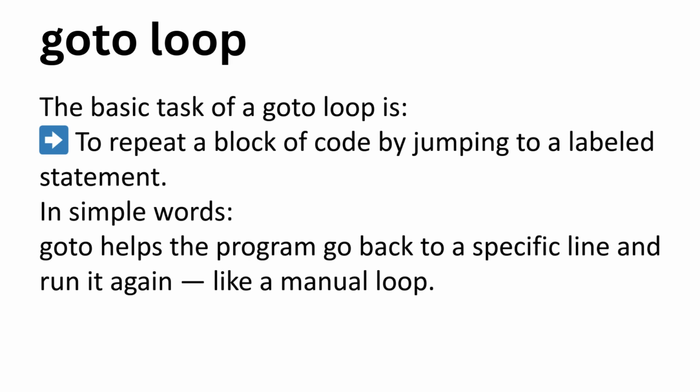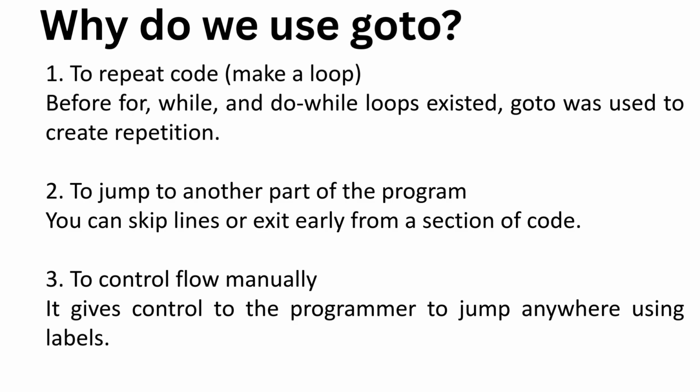So actually, what is the basic task of a goto loop? The basic task of a goto loop is to repeat a block of code by jumping to a labeled statement. In simple words, goto helps the program go back to a specific line and run it again, like a manual loop. So why do we use goto?